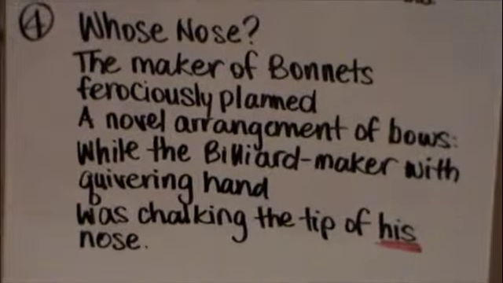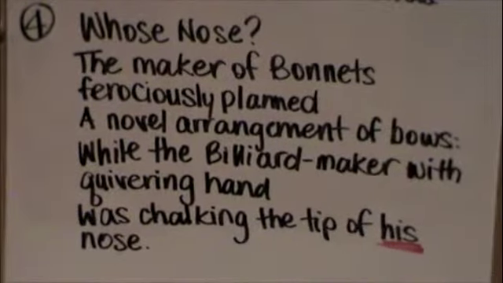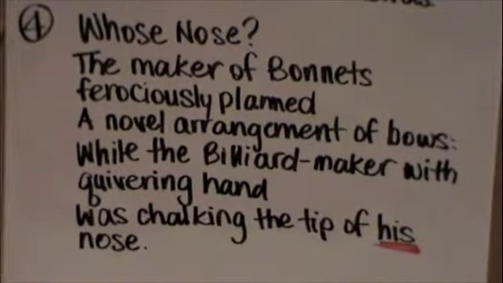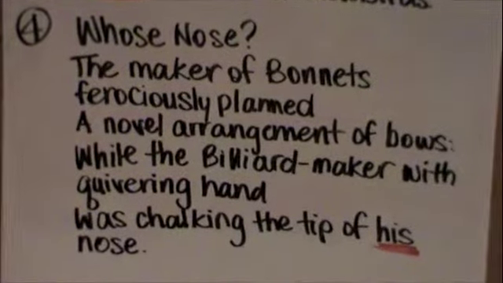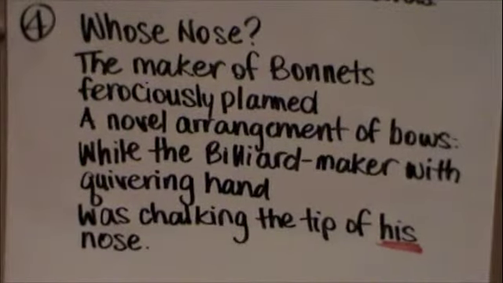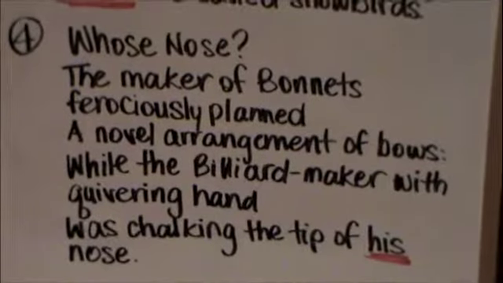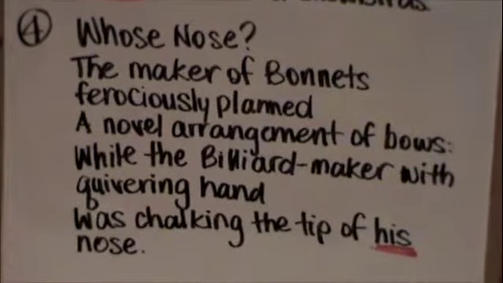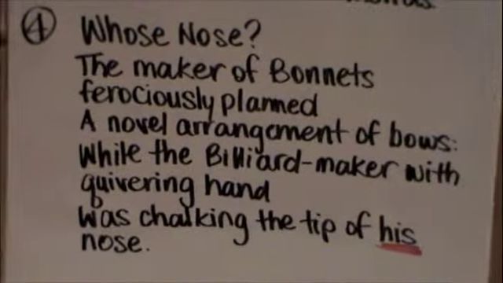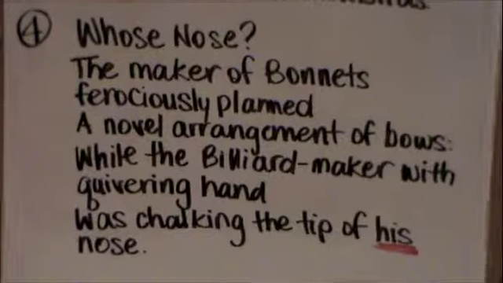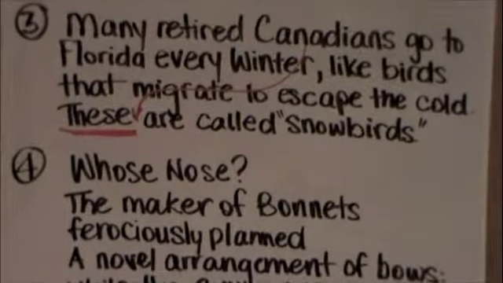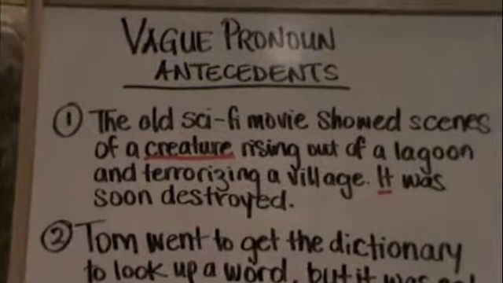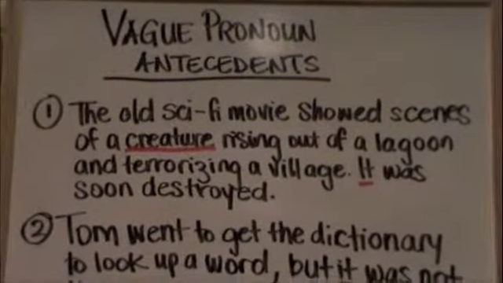Either one is possible. In some illustrations, we can see pictures of the billiard maker chalking his own nose, and in some cases, we see pictures of the billiard maker chalking the bonnet maker's nose. But as it is written, it is not clear. However, it's still a very funny verse, and we're not going to question the likes of Lewis Carroll. So that's what we mean by vague pronoun antecedents. Make sure your reader always knows who or what you are referring to. Don't leave your pronouns dangling at the end of the sentence.